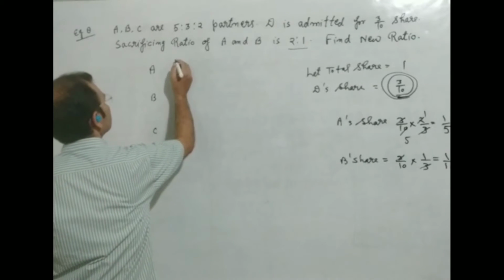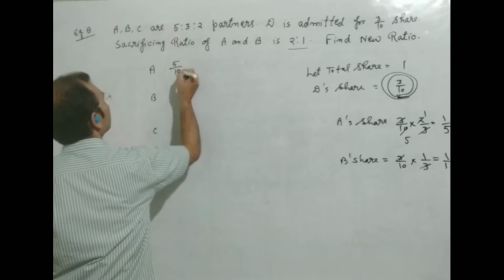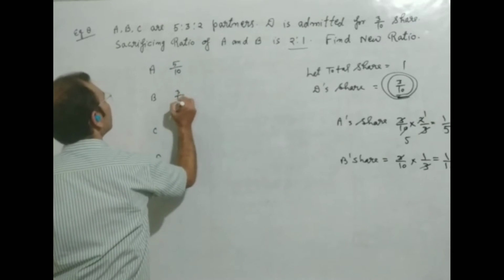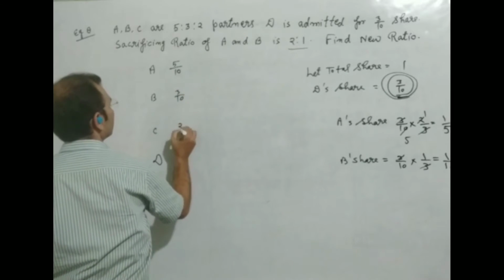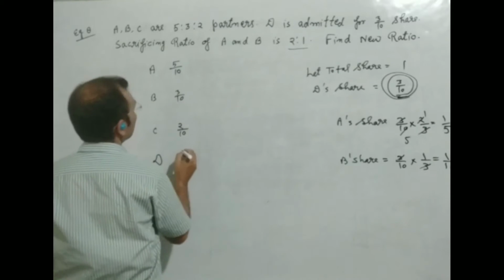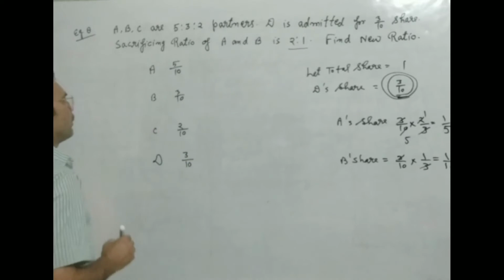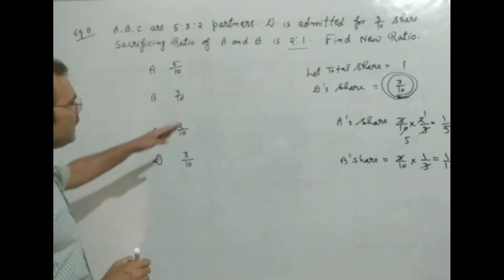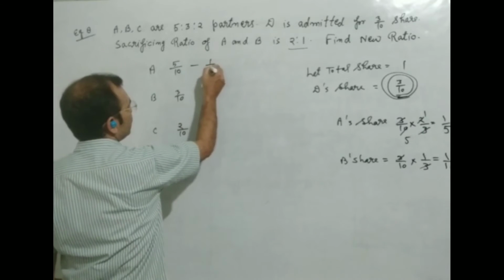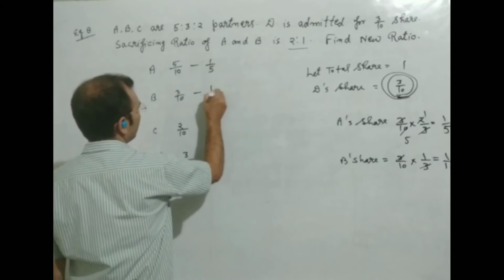Now we will write as the question demands. In the question it is given that A's part was 5/10, B's part was 3/10, C's part 2/10, and D's part, as given in the question, 3/10. And now A will sacrifice 1/5, as we have found out, and B will sacrifice 1/10.